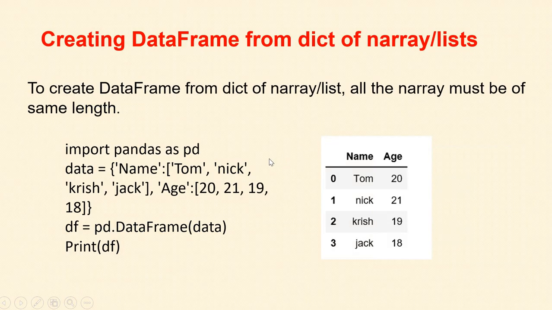Second option is we can create a DataFrame from a dictionary of ndarrays or lists. But there's one prerequisite, that is all the ndarrays must be of the same length. Like in this, data is equal to name, colon, Tom, Nick, Krish, Jack. Four are there. In age, 20, 21, 19, 18. Four are there again, so length is the same. Now df is equal to pd.DataFrame(data). Then print df. So this is the output. This is the DataFrame created from dictionary of ndarrays or lists.